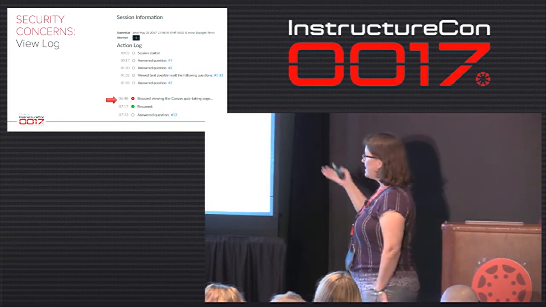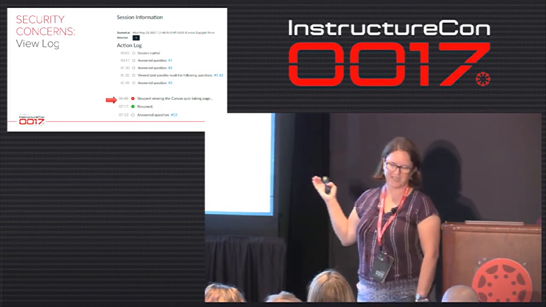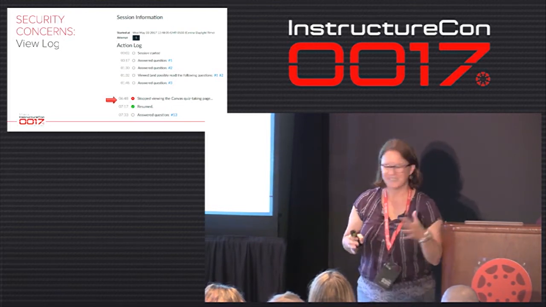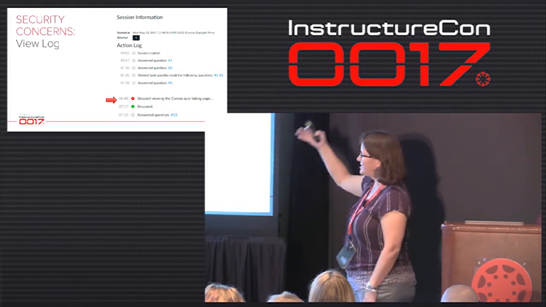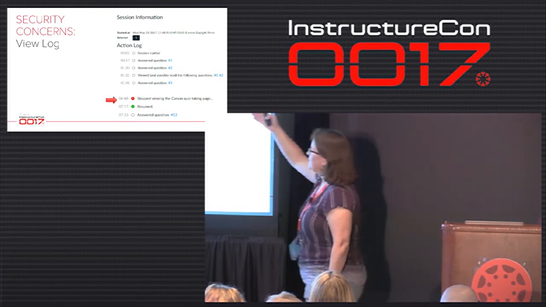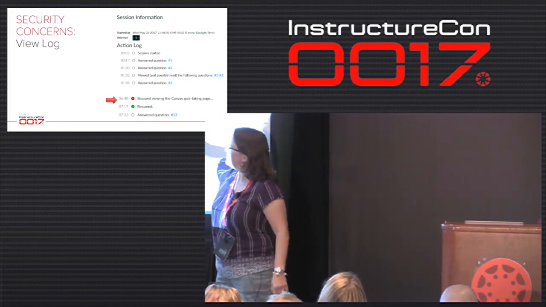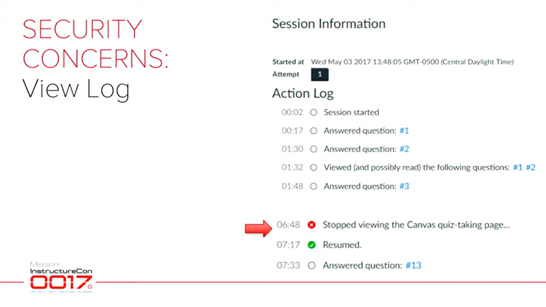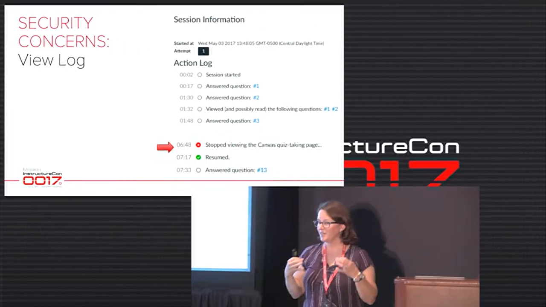So what we did was I randomly picked out a student that I know was doing something on a computer that probably wasn't the quiz the whole entire time. I took a snapshot of his view log. You can see when he started, when he answered, the time code for it, and then all of a sudden he stopped viewing the Canvas quiz. Then all of a sudden he resumed again. And then he answered question 13. I did cut out that little piece in there. He was doing some more answering of questions. But you see that there is something that happened where he navigated away. So this was very, very helpful.